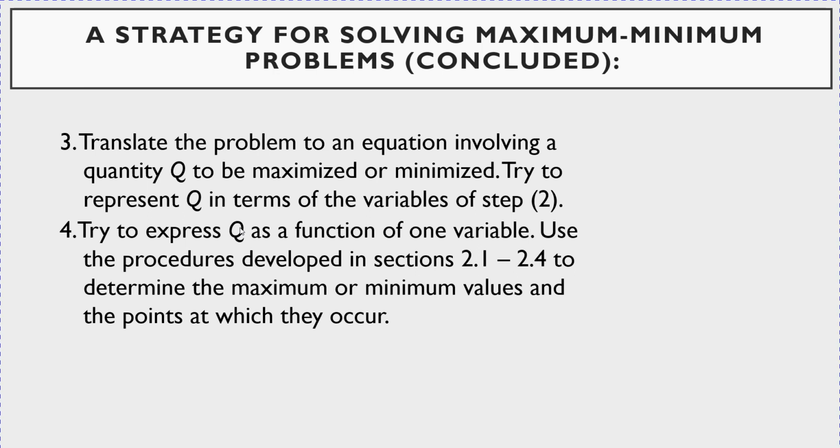Next, you're going to express Q as a function of 1 variable, as I said, and you're going to use the procedures developed in all the sections before to determine the maximum and min values and the points at which they occur. And I wish I could say that these problems were just, follow this formula and you'll be able to get it. It's not 100% like that. So it's everyone's favorite type of problem in mathematics: word problems. They can be a little tricky, and I hate to say it, but practice makes perfect.